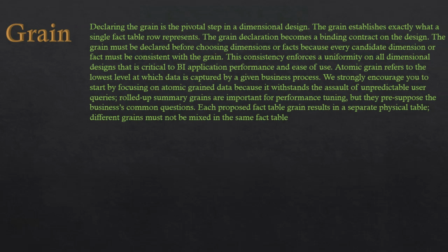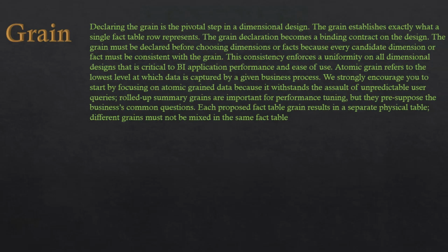Atomic grain refers to the lowest level at which data is captured by a given business process. Normally, we strongly encourage you to start by focusing on atomic grain data because it withstands the assault of unpredictable user queries. Rolled up summary grains are important for performance tuning, but they presuppose the business's common questions. Each proposed fact table grain results in a separate physical table. Different grains must not be mixed in the same fact table.